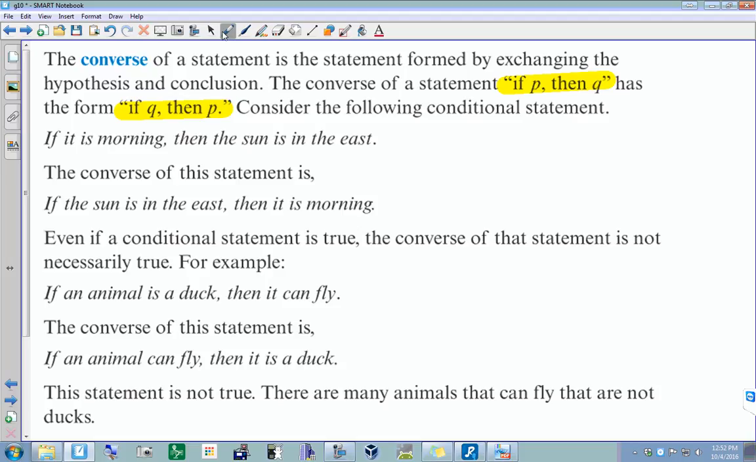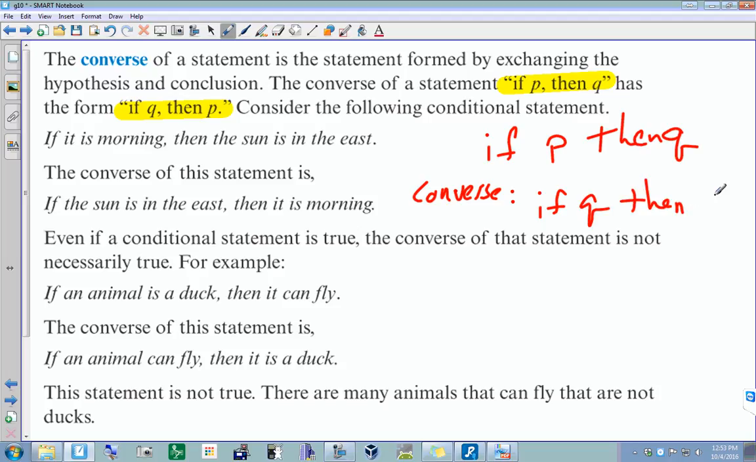So, when we have our regular old if-then statement, so if P then Q, the converse is going to be if Q then P. So that's something you definitely want to have in your little books, don't you? Because that way you know what it means when it says the converse of something.